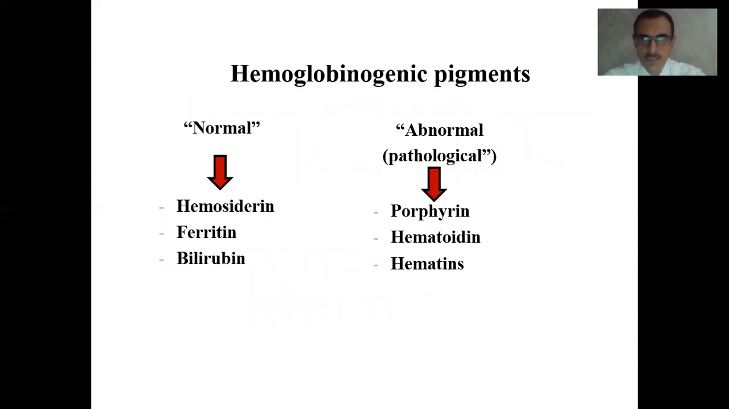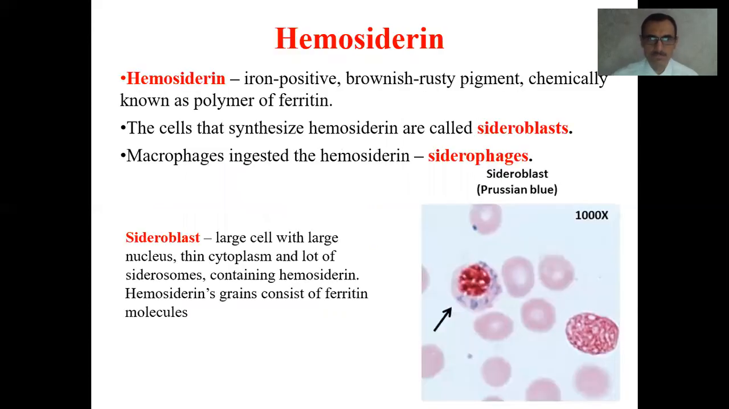The pigments that derive from hemoglobin we can divide into two parts, the normal and the abnormal, or pathological. The normal pigments, you know from the biochemistry course, are hemosiderin, ferritin, and bilirubin. But the pathological or abnormal pigments are porphyrin, hematoidin, and hematins. Let's now discuss the normal hemoglobinogenic pigments, hemosiderin. This is an iron-positive, brownish rusty pigment, chemically known as a polymer of ferritin.